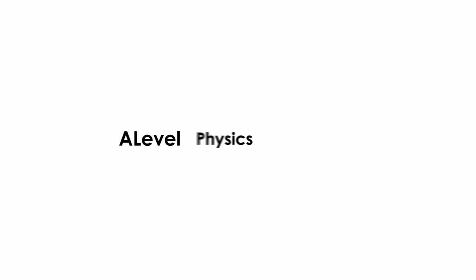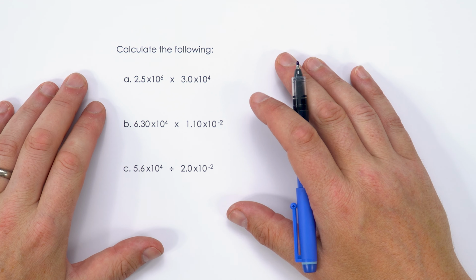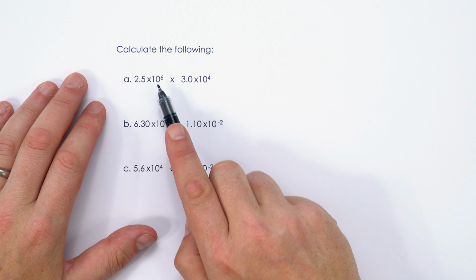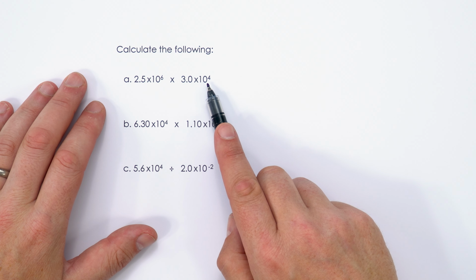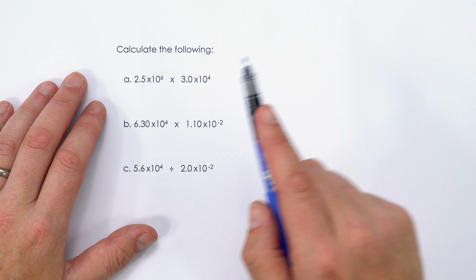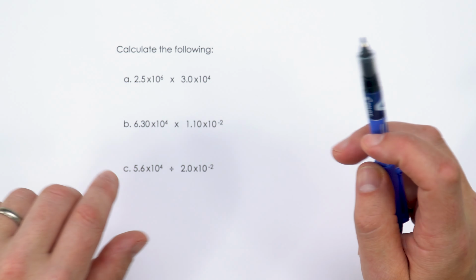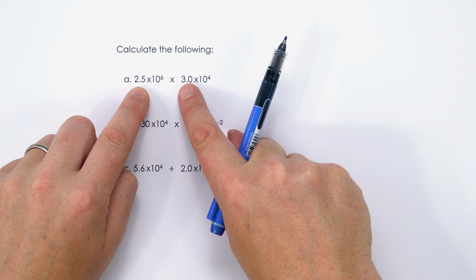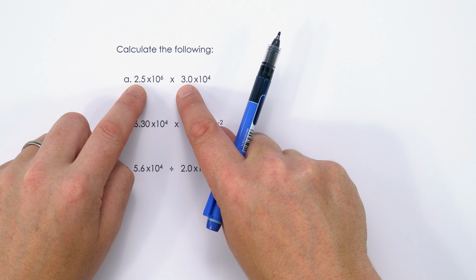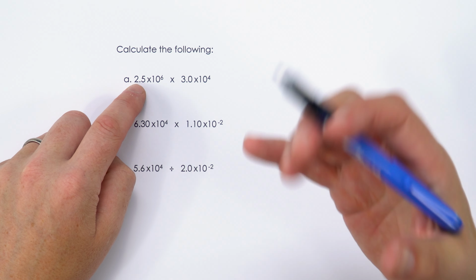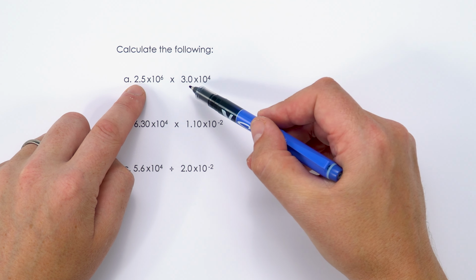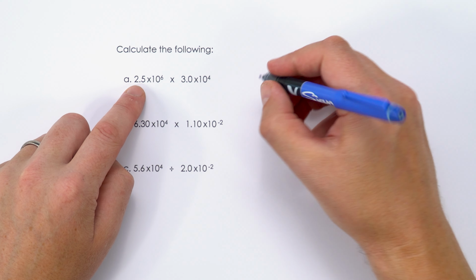An advantage of using standard form is it actually makes the calculations between numbers in standard form relatively straightforward. So in the first example here, we just need to calculate the following. We've got something times 10 to the 6 times something times 10 to the 4. And if we wanted to work this out, we could actually just multiply the two numbers together. So we've got 2.5 times 3. So that's something we can do in our head. So that's going to be 3, 6, 7.5.